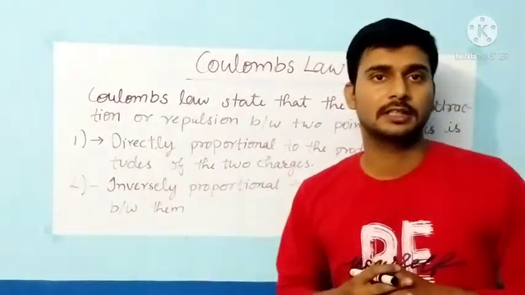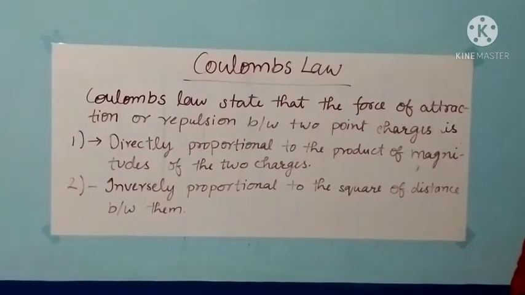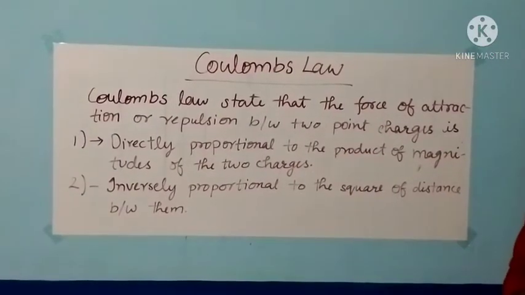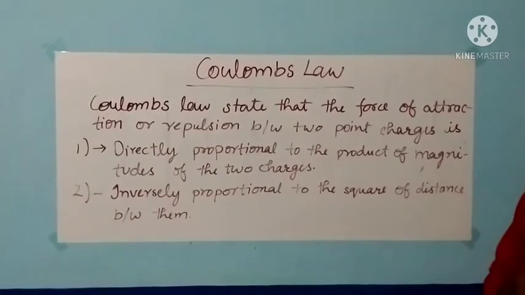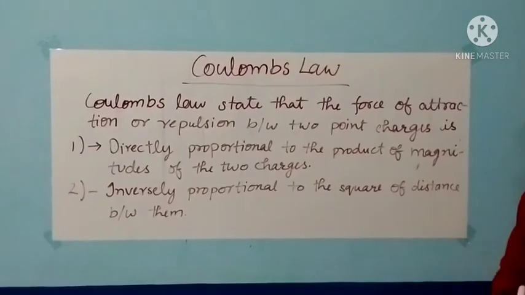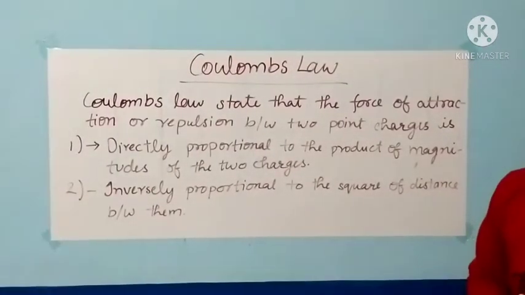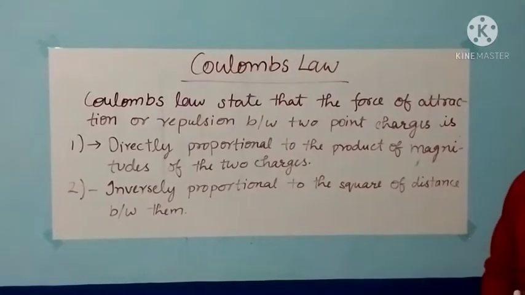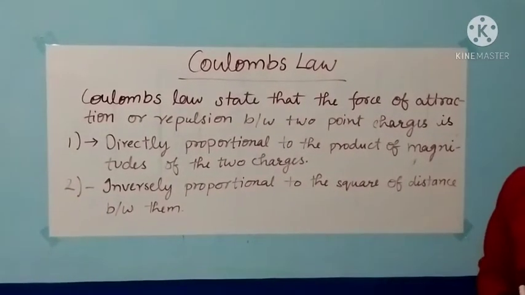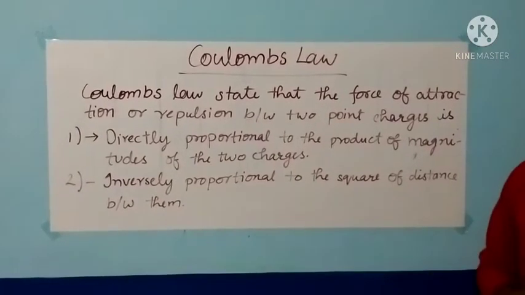Here you can see it is written. Coulomb's law states that the force of attraction or repulsion between two point charges is directly proportional to the product of the magnitudes of the two charges, and inversely proportional to the square of the distance between them. You can also note it down or take a screenshot of this. So how can Coulomb's law be expressed mathematically?